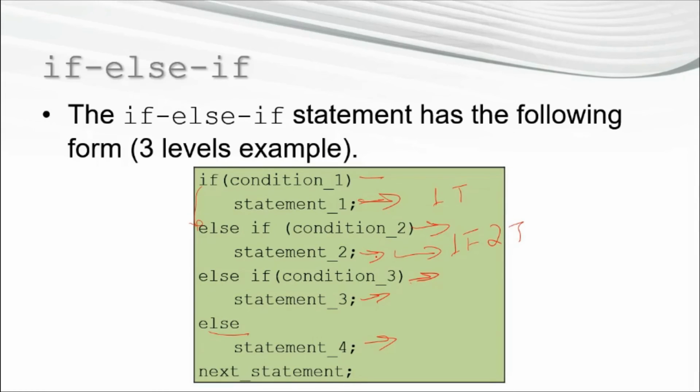This statement 2 will be executed if condition 1 is false and condition 2 is true. And this statement 3 will be executed if conditions 1 and 2 are false and 3 is true. In this case, this particular condition is executed, and statement 3 is executed.